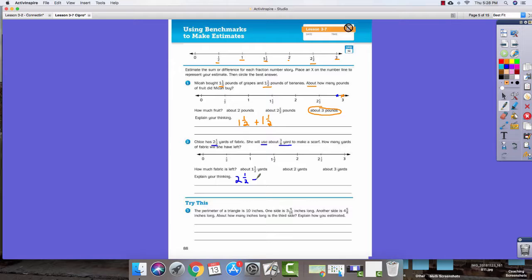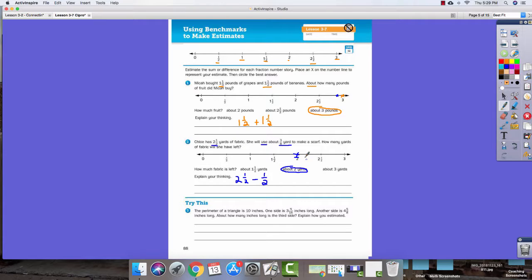And I know she uses it, so I'm subtracting in this problem. So I'm going to do 2 1/2 minus a half. So she has about 2 yards of fabric. Okay. So she doesn't quite use a half. So again, if I'm being precise, she will have a little bit more than 2 yards left. Okay. But about 2 yards.